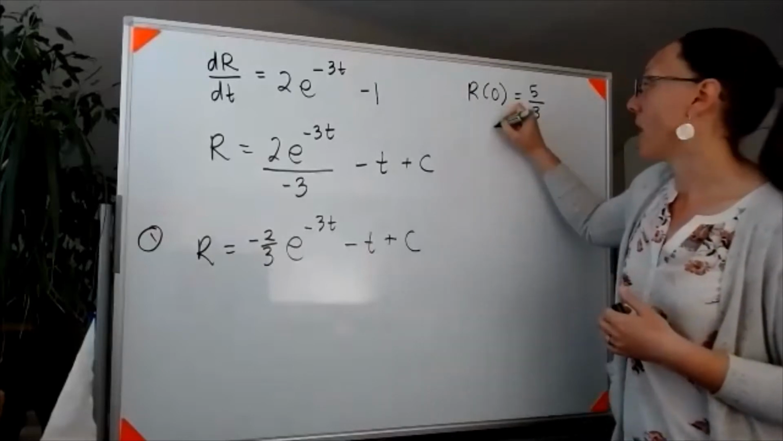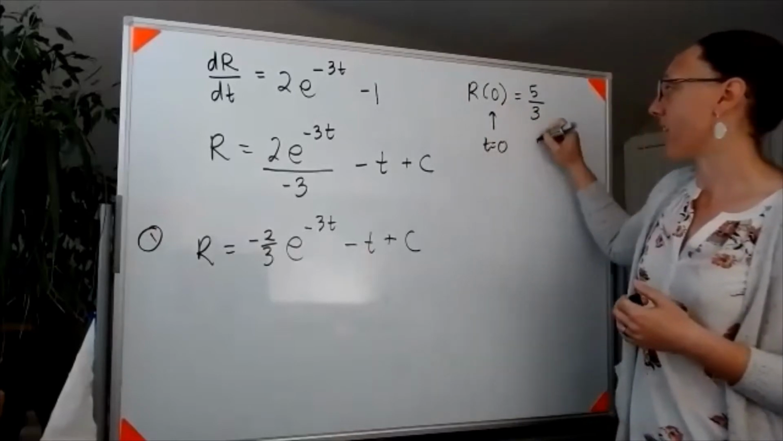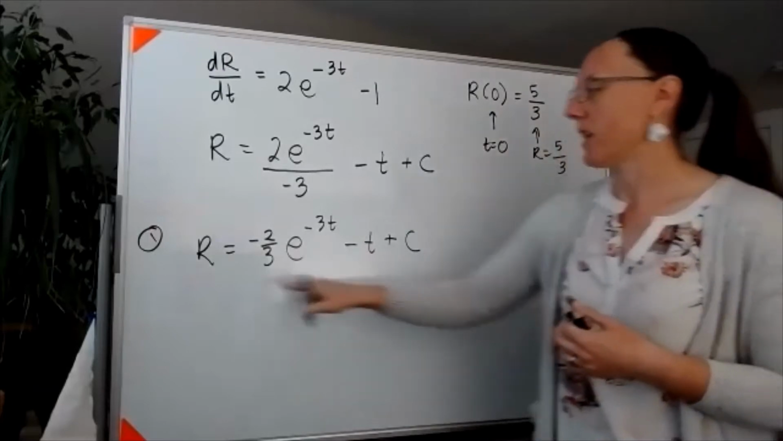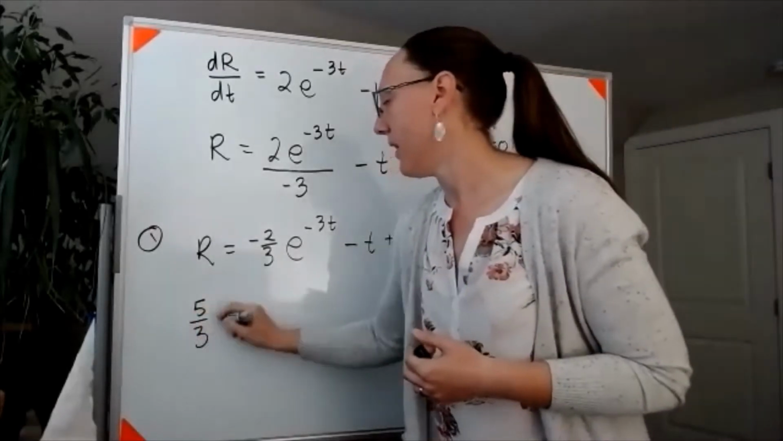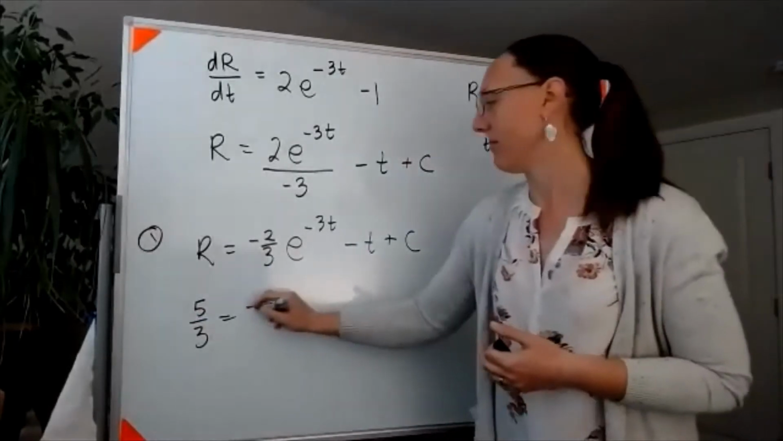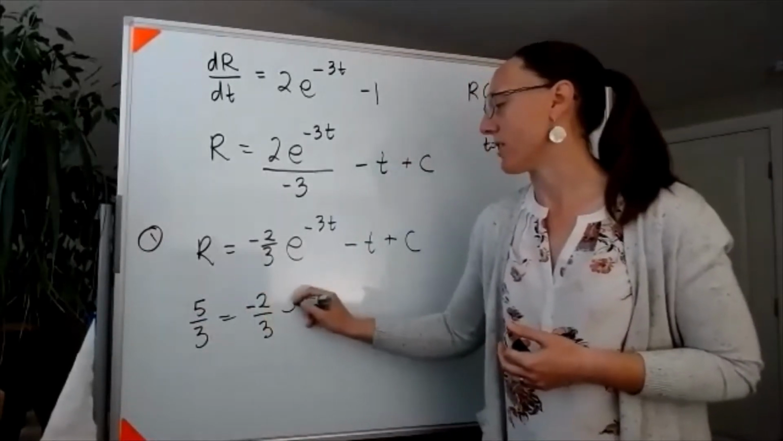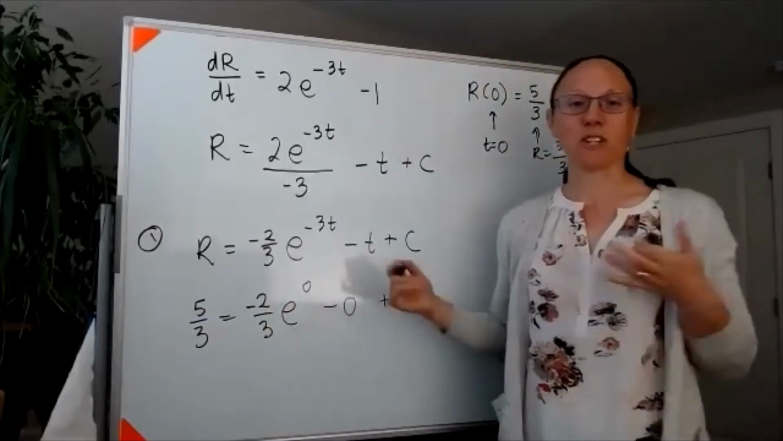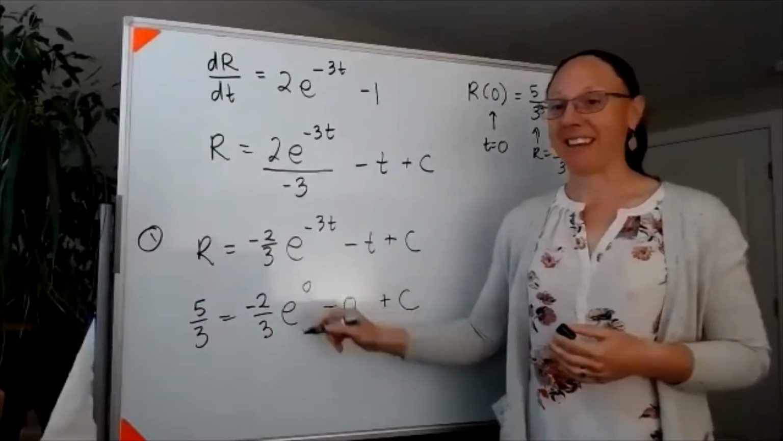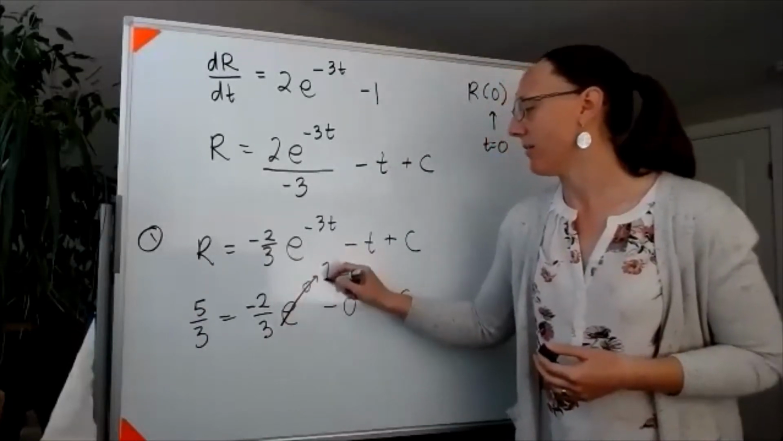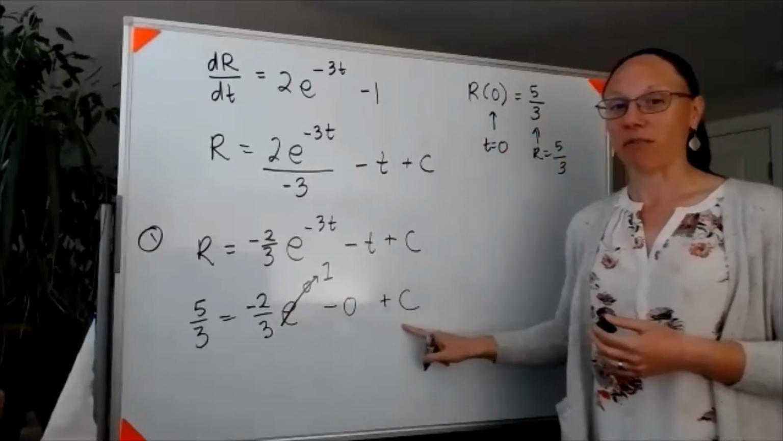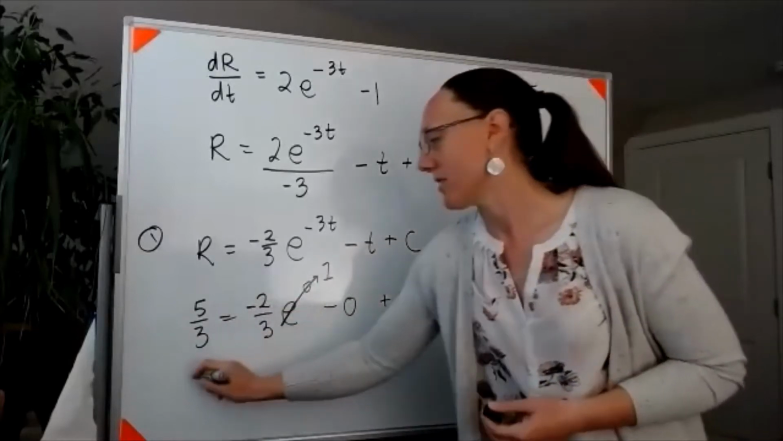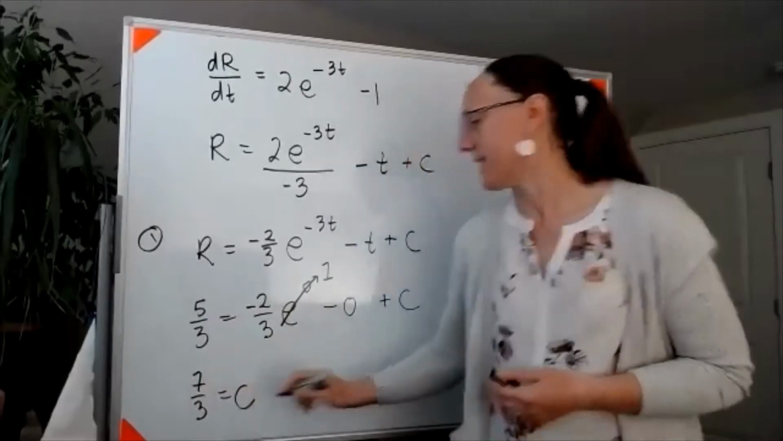Notation-wise, this is telling me that when t is equal to 0, r should be equal to 5/3. So I take that 5/3 and plug it in for r, and take 0 and plug that in for t, and end up with -2/3 e to the 0 minus 0 plus that constant. Anytime I'm looking at e to the 0, that is secretly equal to 1. Solving for c means I'm going to add that 2/3 to the other side. 5/3 plus 2/3, I'm looking at 7/3 is equal to c.